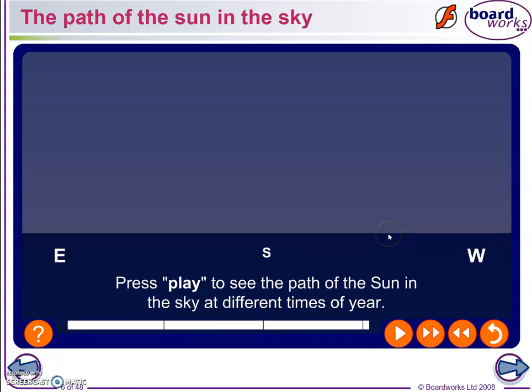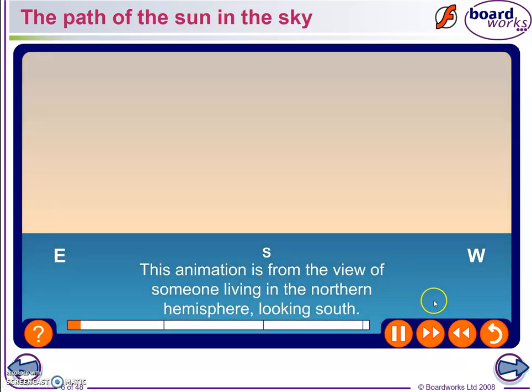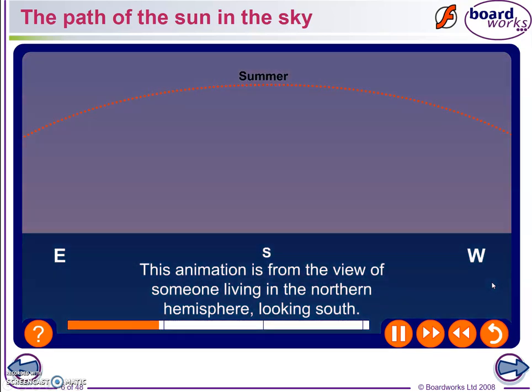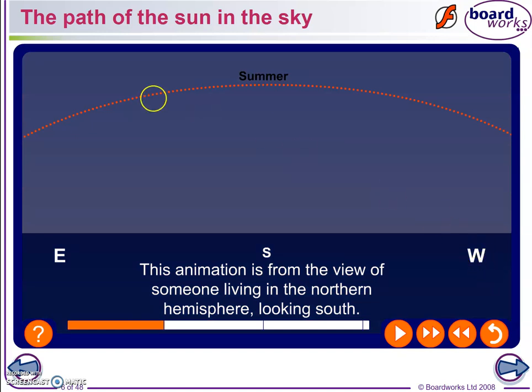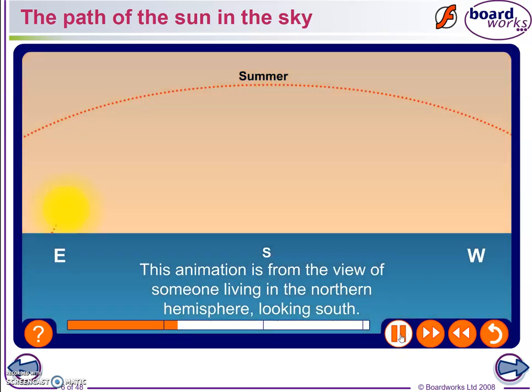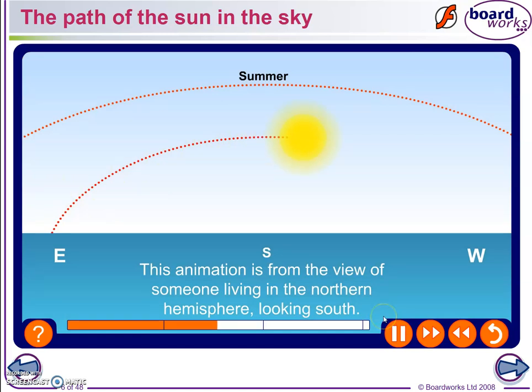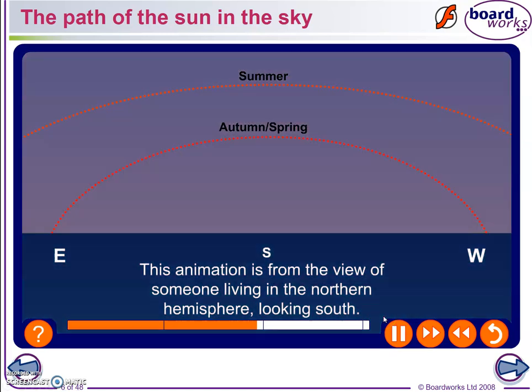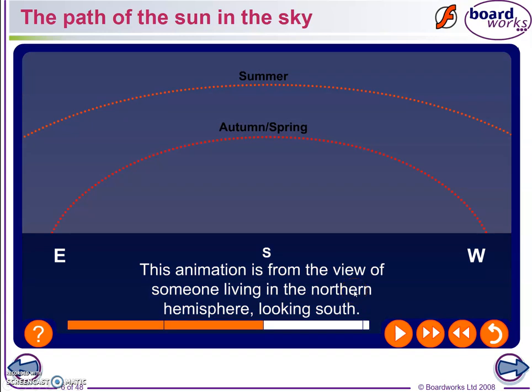Next up, we are going to be looking at the path of the sun in the sky, and I would like you at the end of these 3 different animations to draw out the diagram that you are going to see. So, first of all, we have the path of the sun during the summer. As you can see, the sun is very high in the sky, and it tends to be high in the east, in the south, and also in the west. Next up, we have the path of the sun in both the spring and the autumn. Notice that the sun is a lot lower in the sky, and this is one of the reasons why the days are shorter in the autumn and spring than they are in the summer.